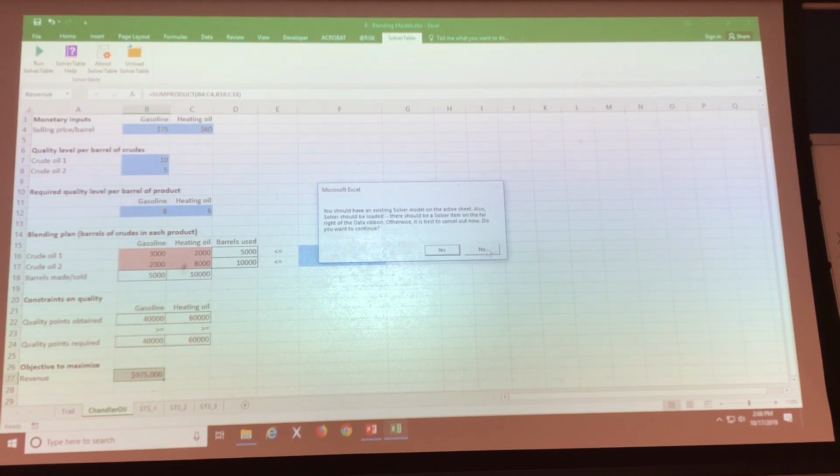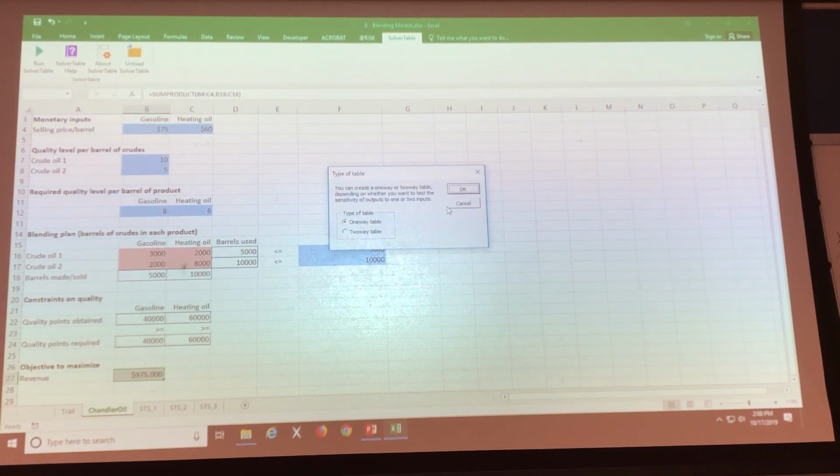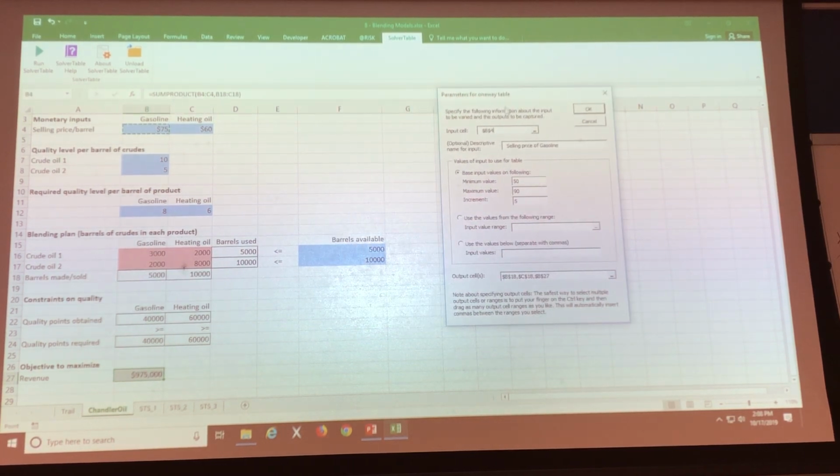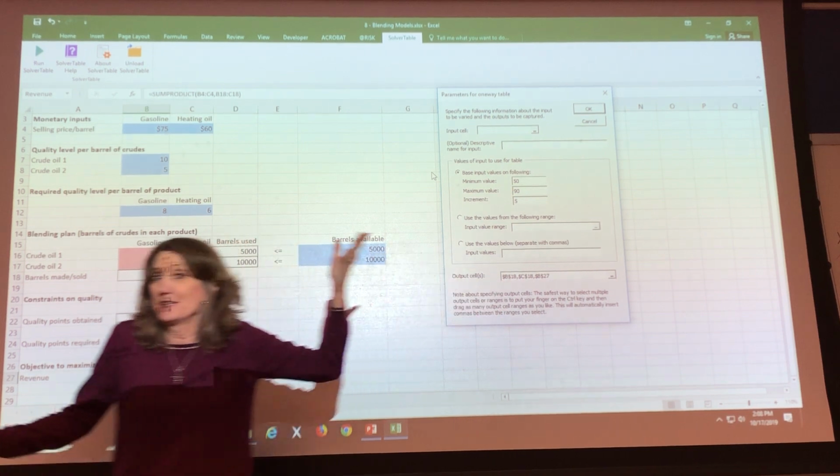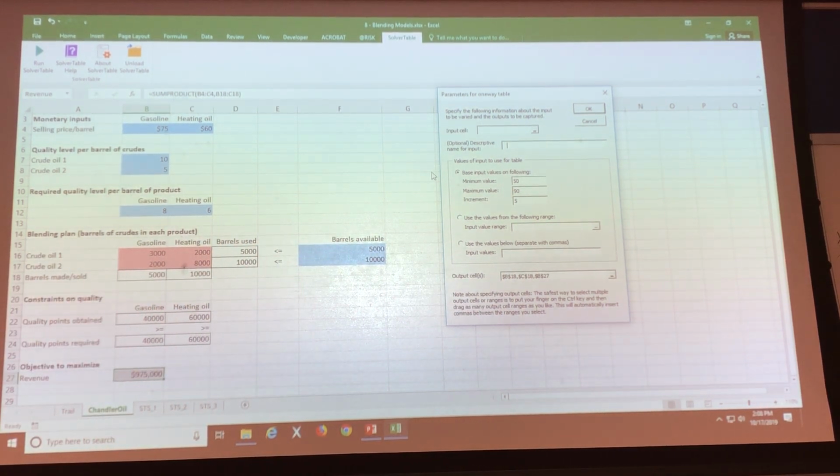So let's go back into this one. The only thing that we're changing, varying, is the availability of crude one. So it is a one-way table. We're gonna have to reset everything, or get rid of everything that's there, except, don't get rid of this, because those give you the same output cells, so don't get rid of those. Just get rid of everything else.